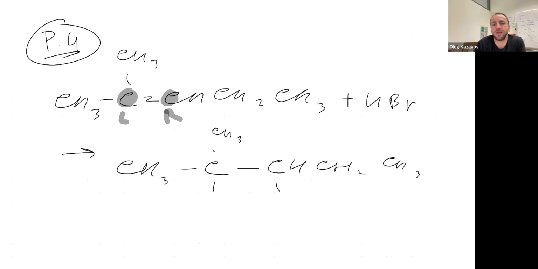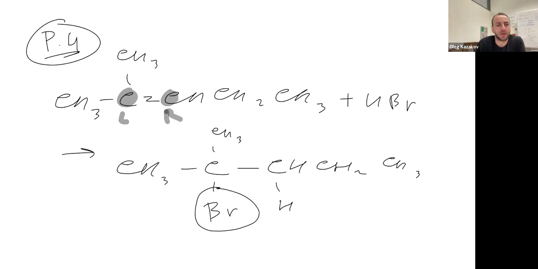So our hydrogen is here on the carbon with more hydrogens. Our bromine is here on the carbon which is more substituted. So that's it. Now we have technically an alkane here with the bromine as one of the substituents. So you have basically a branched alkane with the bromine as a substituent, if you think about it.